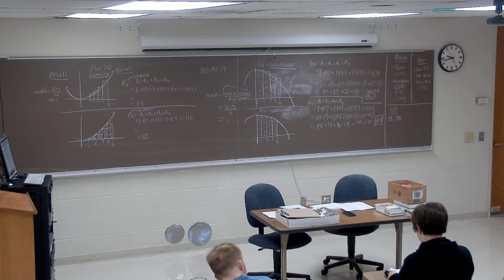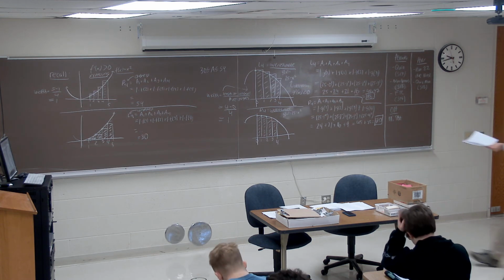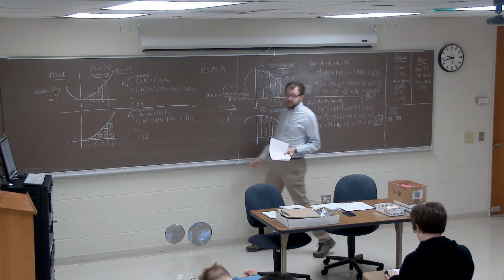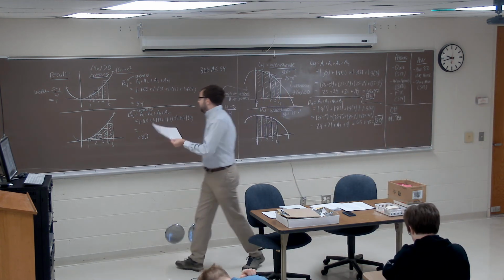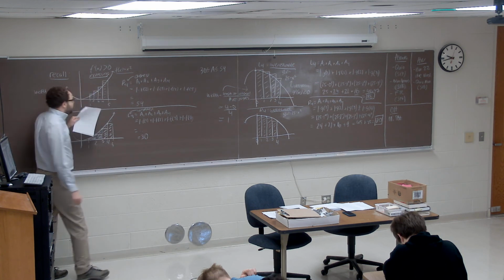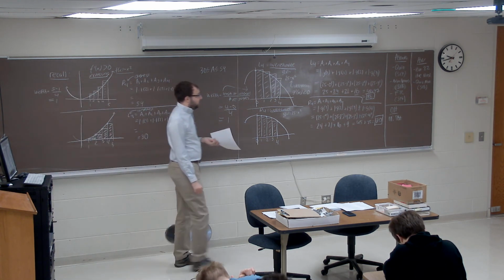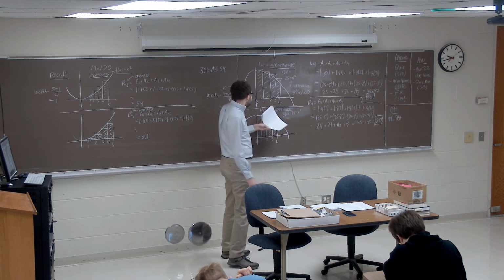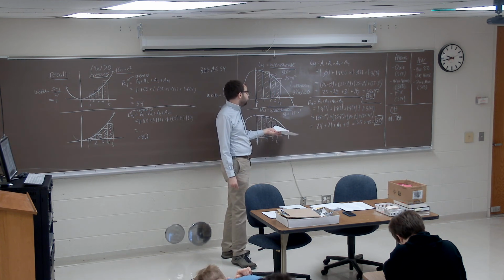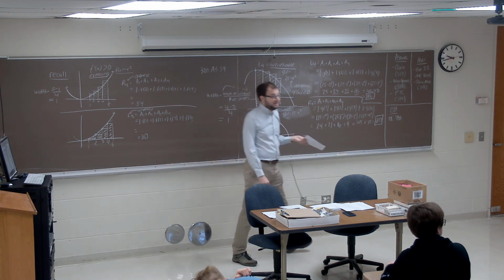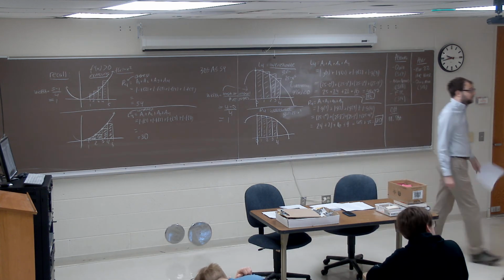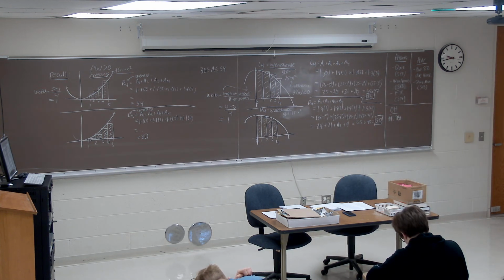Meaning if f prime of x is positive, so the function's increasing, then our right endpoint approximation will give us an answer that's a little too big. But if f prime is negative, we have a decreasing function. Using the right endpoint approximation will always give us an underestimate to work with.